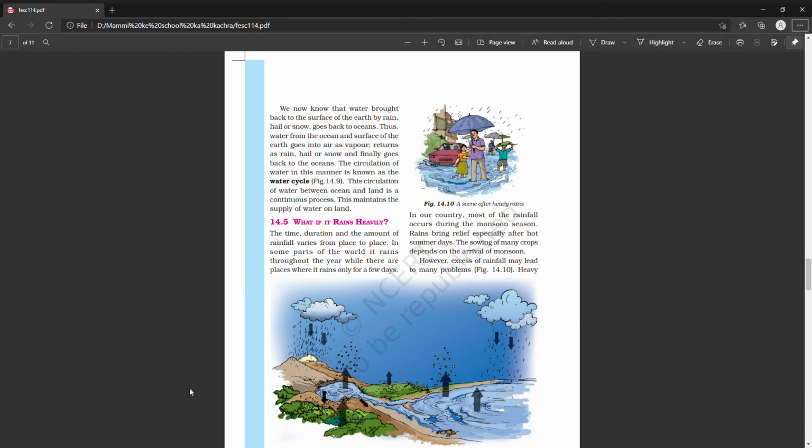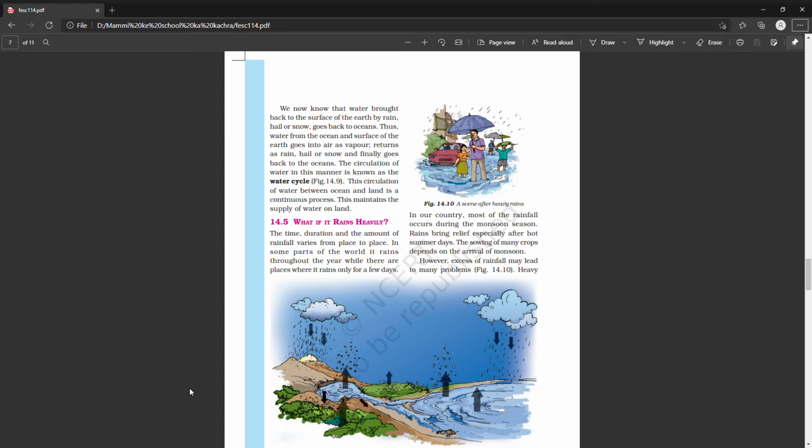When the water is brought back to the surface of the earth by rain, hail or snow and goes back to oceans. Thus water from the oceans and surface of the earth goes into air as vapor, returns as rain, hail or snow and finally goes back to the oceans. This circulation of water is called the water cycle. This circulation of water between ocean and land is a continuous process that maintains the supply of water on land.